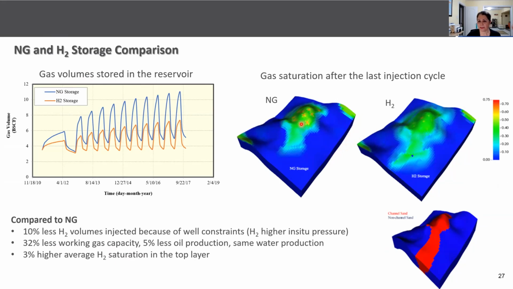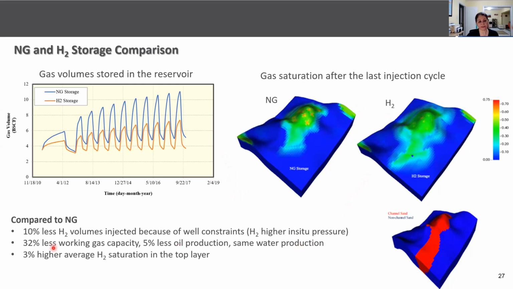And this is the gas saturation at the last cycle. Hydrogen just moved through the high permeability channel, but natural gas is more confined. And if you look at the volumes that were stored, hydrogen was much lower than the natural gas because we weren't able to inject at as high a rate as natural gas, again, because of the properties of the hydrogen.